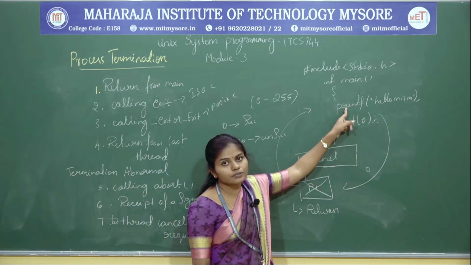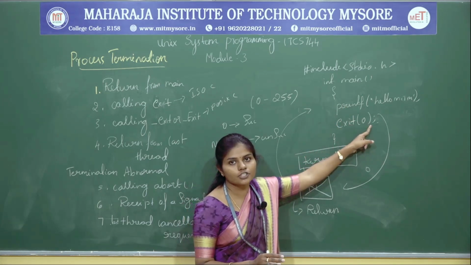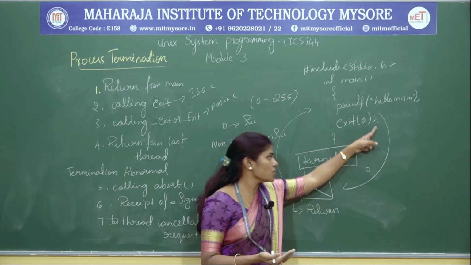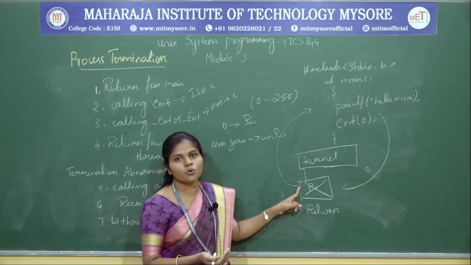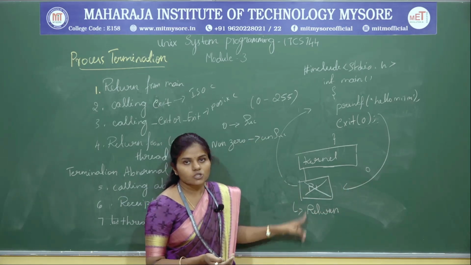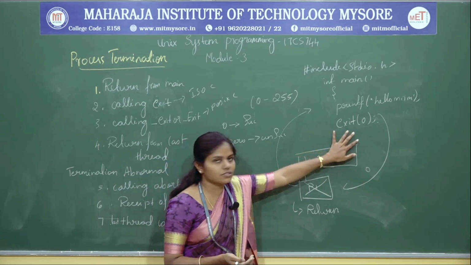Since no error is there, it is going to fetch the line exit of 0. Since it is successful, it is going to return the value 0 and the process is going to terminate normally. So this is how the process is going to make use of the exit function.